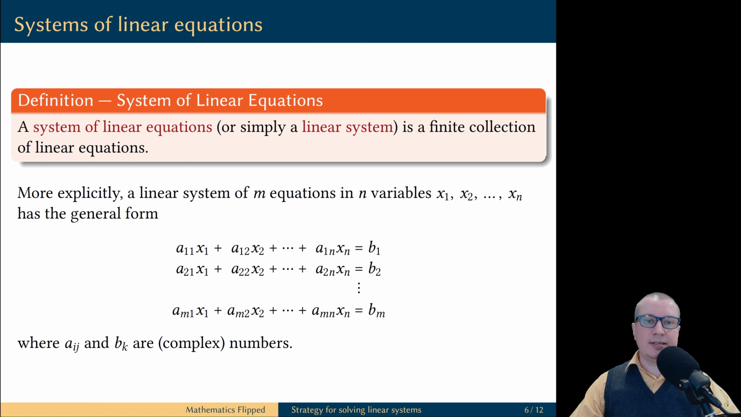Here is what a linear system looks like. Let's say we have a system of m equations in n variables, x1 through xn. Then such a system has the following general form, where the a's are complex numbers and the b's are also numbers. So notice that in this system, each equation is a linear equation.